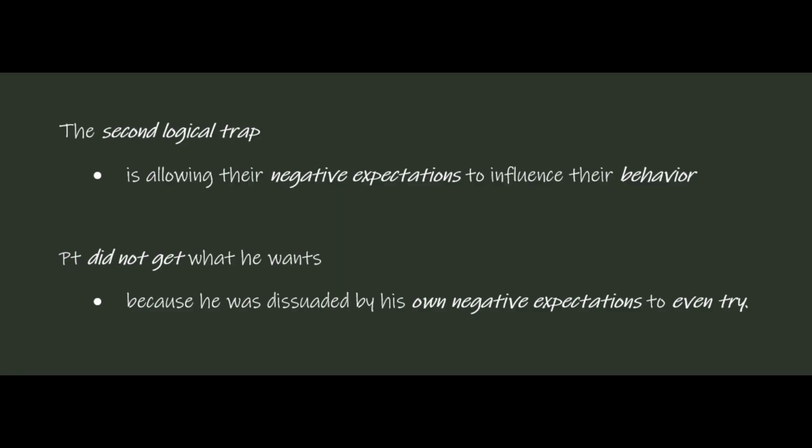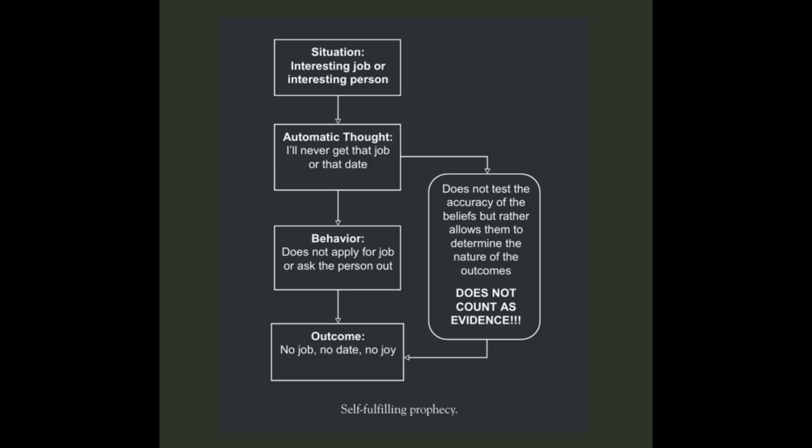Self-fulfilling prophecies. The second logical trap is allowing their negative expectations to influence their behavior. The patient did not get what he wants because he was dissuaded by his own negative expectations to even try. This flowchart shows how self-fulfilling prophecies work. Not getting what you want is not evidence of incompetence or unlovability if you did not act.